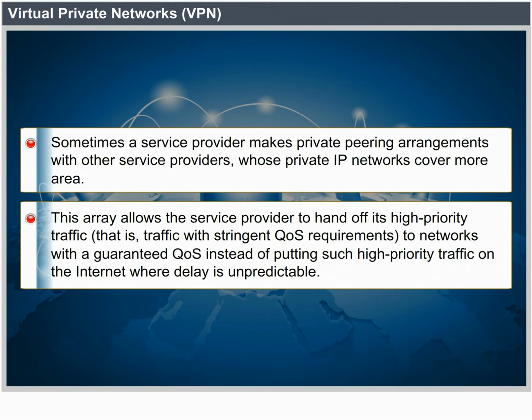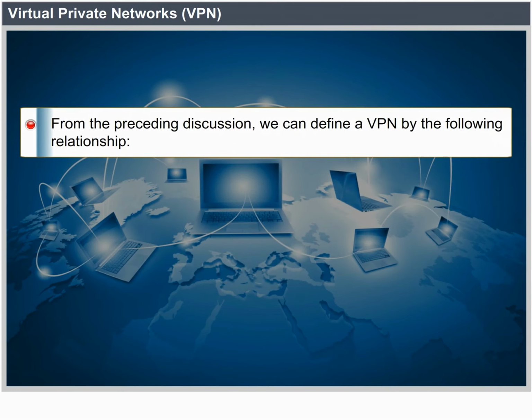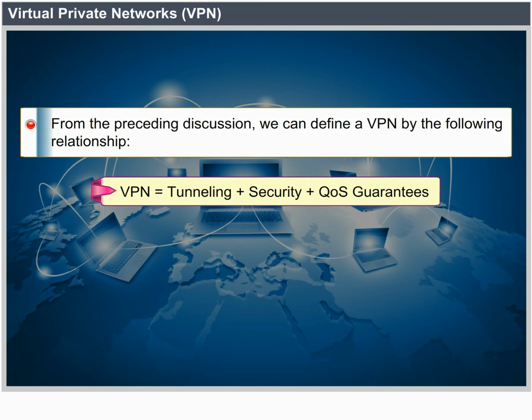From the preceding discussion, we can define a VPN by the following relationship. VPN equals tunneling plus security plus QoS guarantees. The remainder of the chapter deals with different tunneling techniques used to create VPNs.